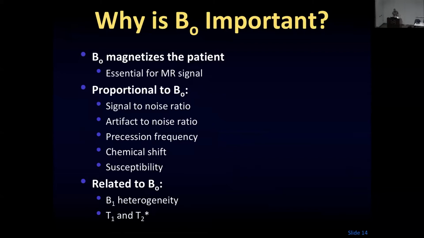And then there are things that are related to B0, but not quite so neatly proportional. Those include something known as B1 heterogeneity, which I probably won't talk about too much today, and T1 and T2 star, which are also related to B0. And I won't talk too much about those either as they relate to B0. We'll talk more about these things here. Okay, so that's why B0 is important.